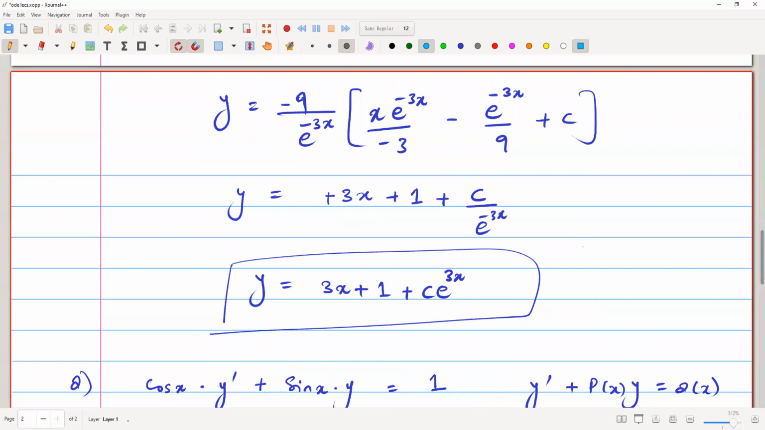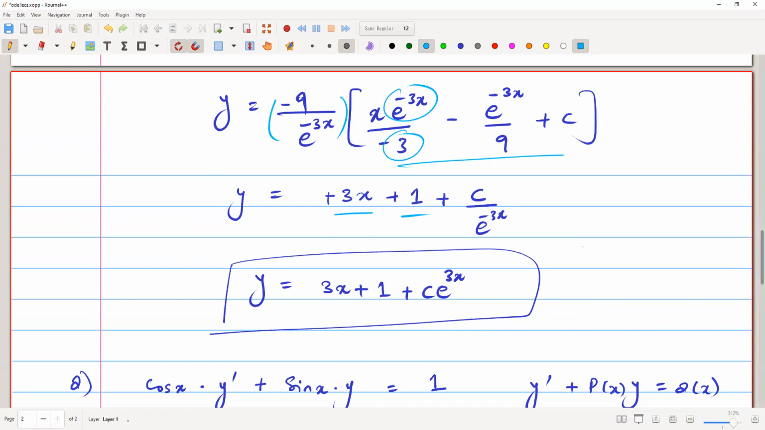And then we can simply multiply this term with all these three terms, and then we will get 3x, because -9 divided by -3 is +3, and e to the power -3x cancels with this e to the power -3x here. Therefore, we get 3x, and here we have -e to the power 3x over 9. Here we have -9 over e to the power 3x. So they are reciprocals, and they will cancel each other, and we will get 1 here.